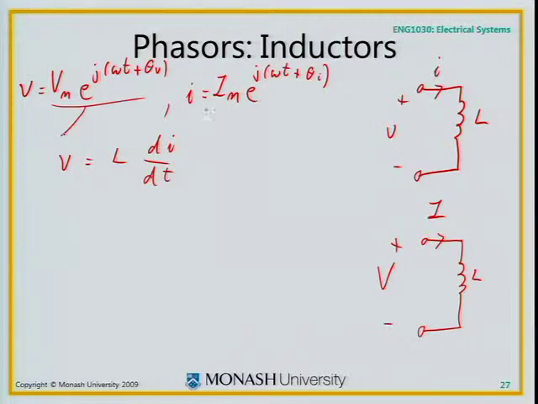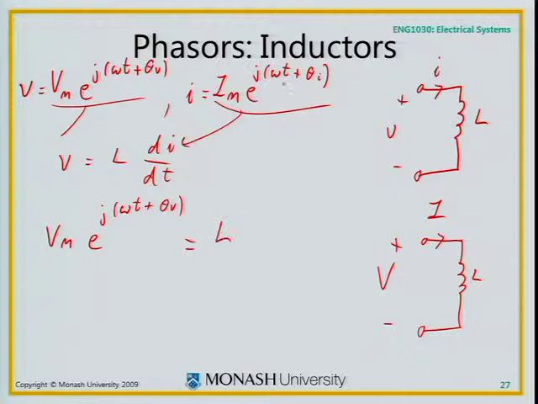Plug that there, and I plug this in for I. So the relationship must be Vm e to the j omega t plus theta v equals L times the derivative of Im e to the j omega t plus theta I, which is j omega times Im e to the j omega t plus theta I. That's the derivative with respect to time of the current. The j omega comes down out the front. I cancel out the e to the j omega t's again.